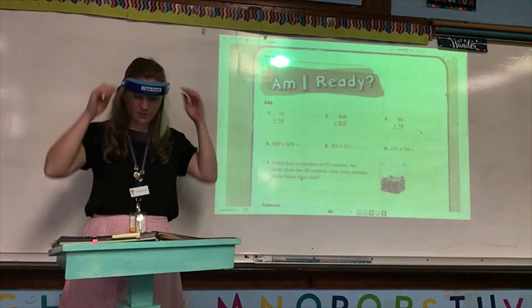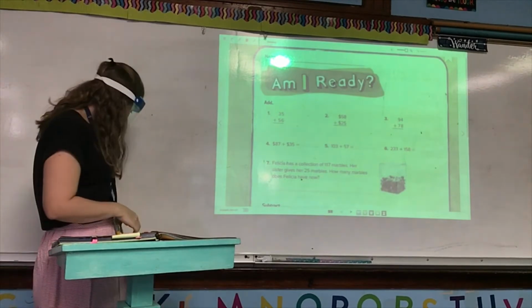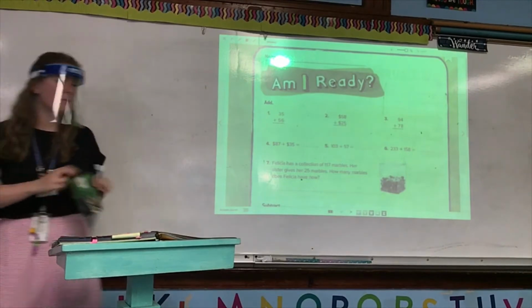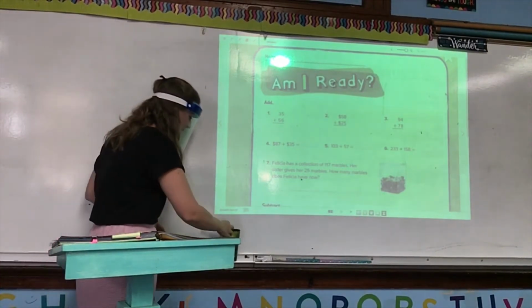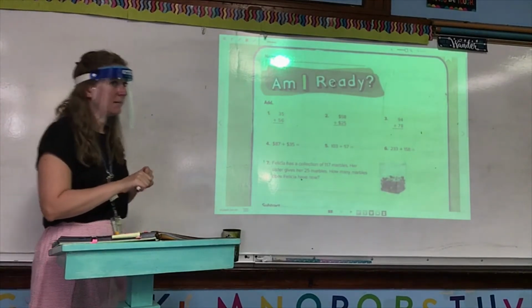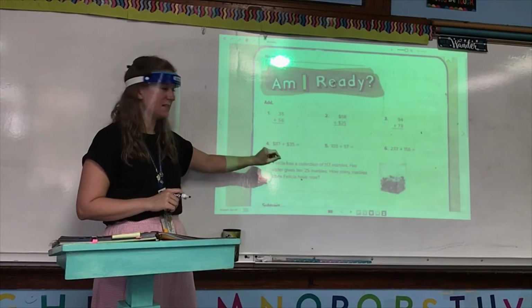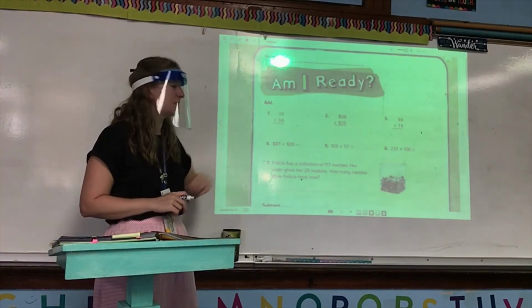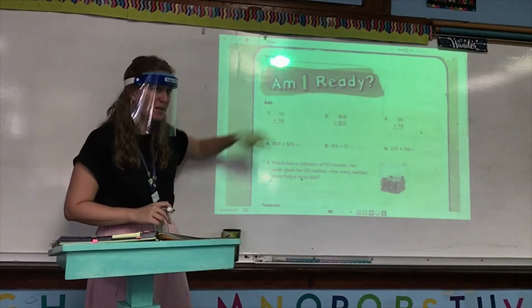Okay, so everybody should be looking at page 55, and we're going to go over the Am I Ready together. So, we're going to do the first part, the adding part first. Number 1 says 35 plus 56. Michaela, you're going to help me. Remember, when we add, we always start with the ones place, not the tens. So we start with the least place when we add and subtract, which is always the ones. So in the ones place, Michaela, we have 5 and 6. What's 5 plus 6?